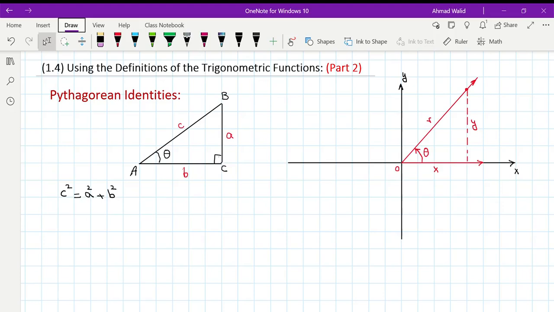Hello all, let's start part 2 of section 1.4. Our main goal is to learn the Pythagorean identities. Usually we are not teaching this part in other books until we talk about the unit circle, but here in your book they brought it in section 1.4. I will try to somehow do some proof for you.